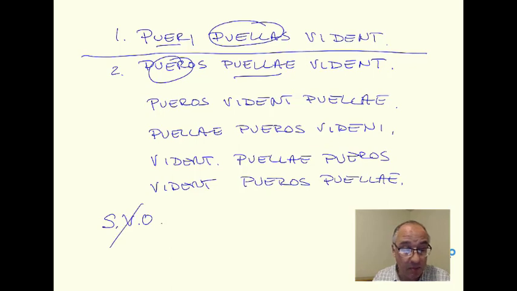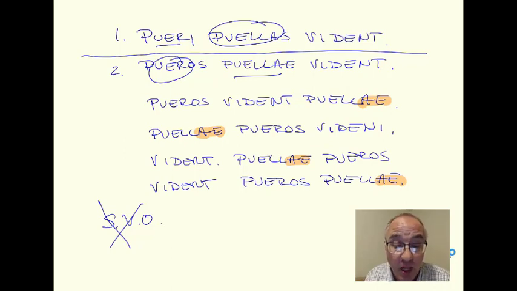That doesn't happen in Latin. Latin is what's called an inflected language, a bended language, so to speak. They look at the endings, and the endings are what determine the subject. And the AE ending, let me change color here just a little bit, and the AE ending on puellae indicates this is the subject. It doesn't matter where in the sentence it is. That AE ending on the end of puellae means that's the subject.